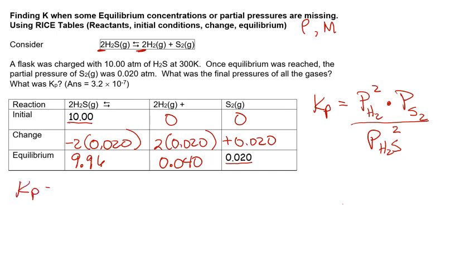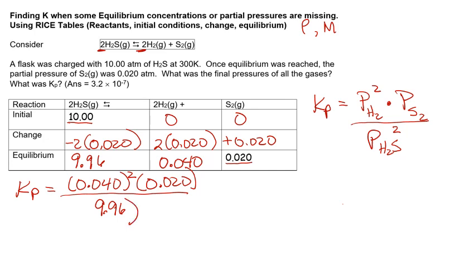Now it's simply a matter of putting in the values. So Kp is going to be equal to 0.040 squared times 0.020 divided by 9.96, and this also needs to be squared. When we do the calculation and have only 2 sig figs, we're going to have 3.2 times 10 to the negative 7th. Remember that the values for K are unitless.